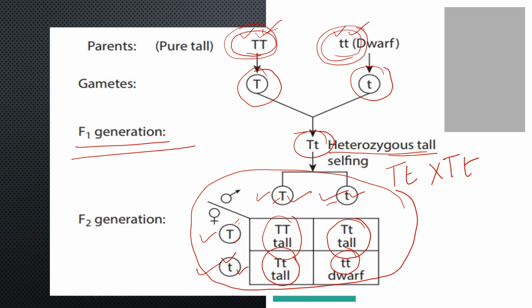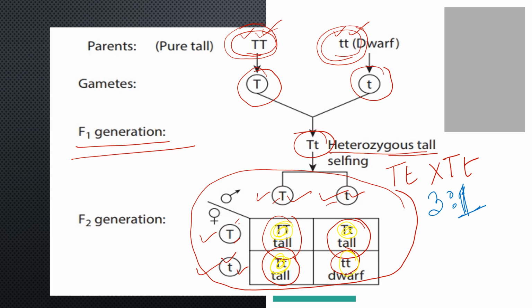So what is the phenotypic ratio here? What is visible here? Visibly we will see that these three are tall plants and this is a dwarf one. So the phenotypic ratio is 3:1.